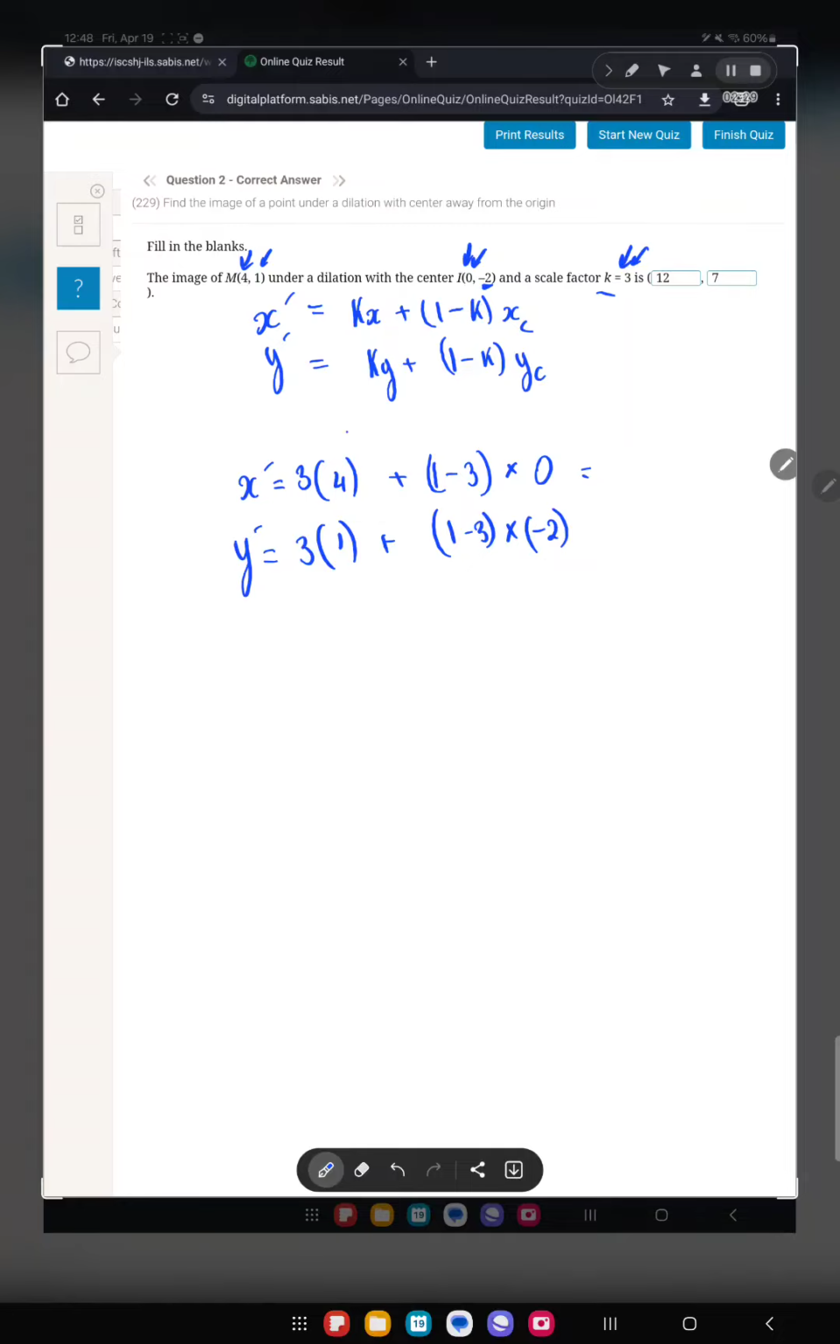Let's equate this. 3 times 4 is 12. And then 1 minus 3 times 0 cancels out, so it's going to be 12. And then for y, 3 times 1 is 3. 1 minus 3 is minus 2, times minus 2, which is 4. So 3 plus 4, which is 7. So that's going to be (12, 7).